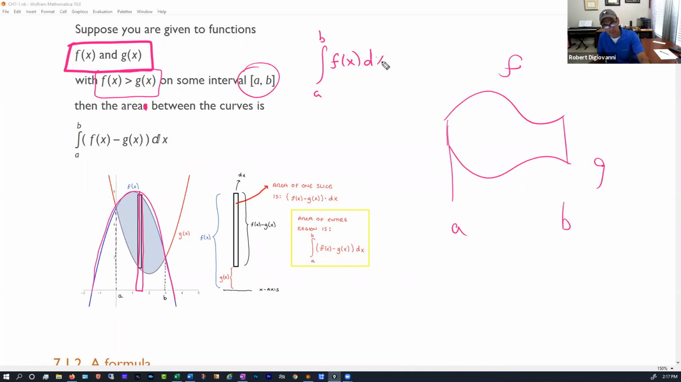Now, what about the area just underneath the g? So here's the g function, right? If we find the integral from a to b of g of x dx, that would be this area right here. So does it make sense that if we want the area that's shaded here in kind of bluish, we would take the area under f and then subtract the area under g? Just subtract the two? Okay, so that seems logical, it seems reasonable, but that's not quite the way I want you to look at it.